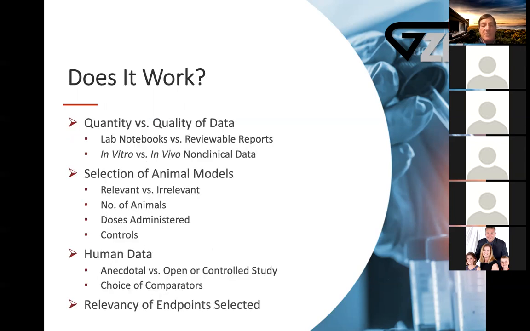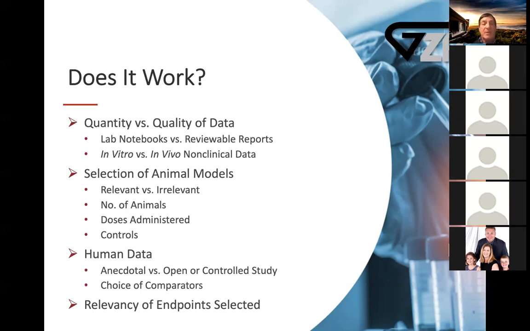Does it work? The quantity versus quality of data, lab notebooks versus reviewable reports. You go to a sophisticated investor and say, we have lab notebooks full of great data. They'll turn around and say, show us the reports generated therefrom, and we'll talk to you about financing you. In vitro versus in vivo non-clinical data. In vitro data are cheap and quick to obtain, but they don't hold the amount of impact that in vivo data hold in an animal model of disease for the vast majority of drug and biologic products.